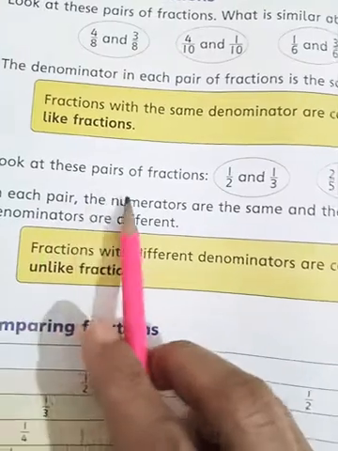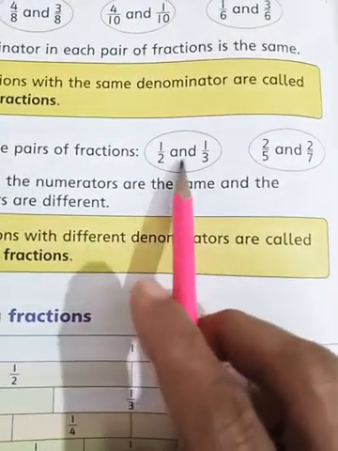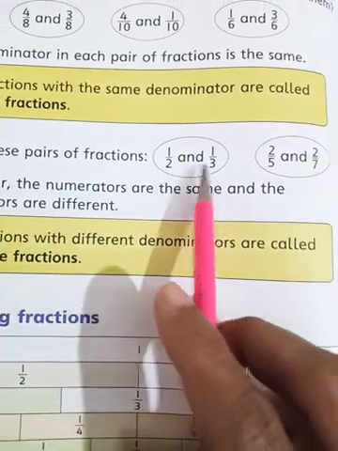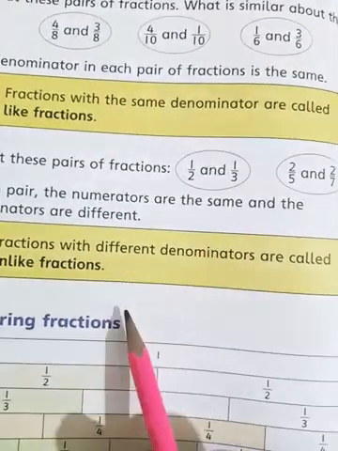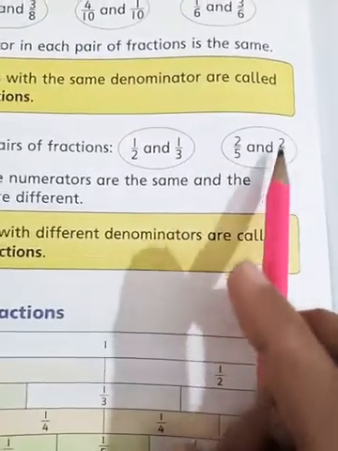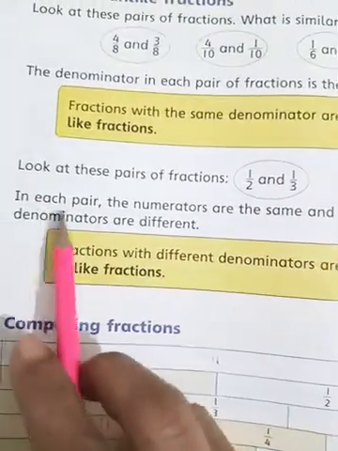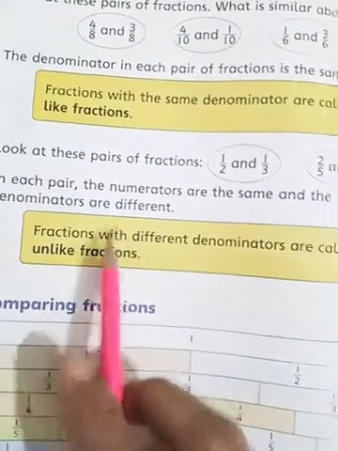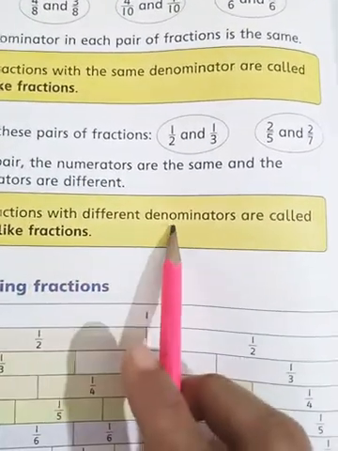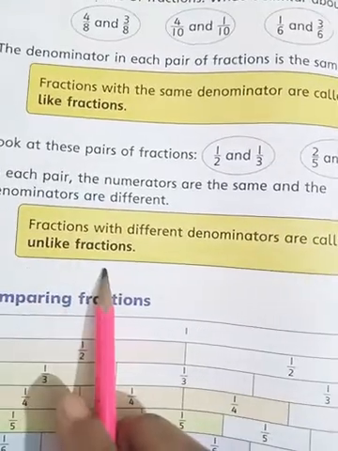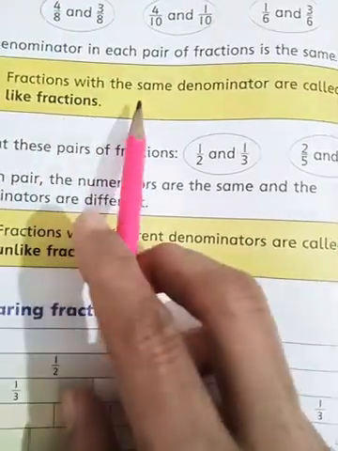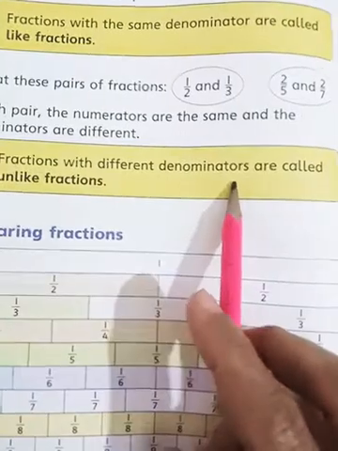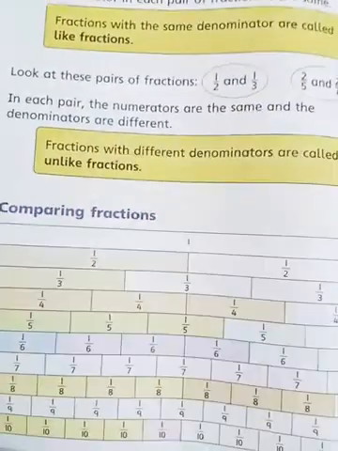Now look at these pairs of fractions. 1 upon 2 and 1 upon 3. Here, anything similar? The denominator is different and the numerator is similar. Now 2 upon 5 and 2 upon 7. In each pair the numerators are the same and the denominators are different. Fractions with different denominators are called unlike fractions. Fractions with the same denominator are like fractions and fractions with different denominators are unlike fractions.